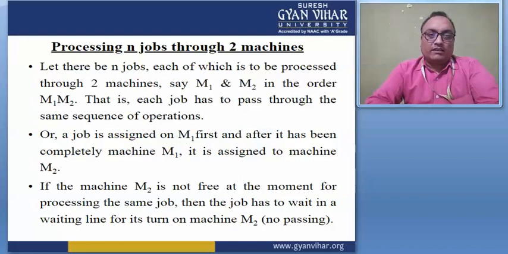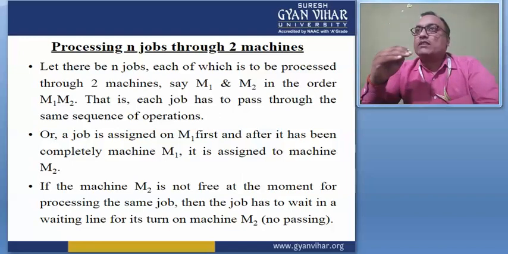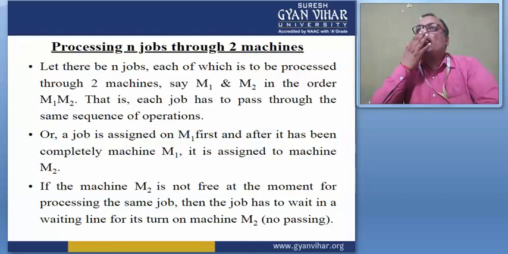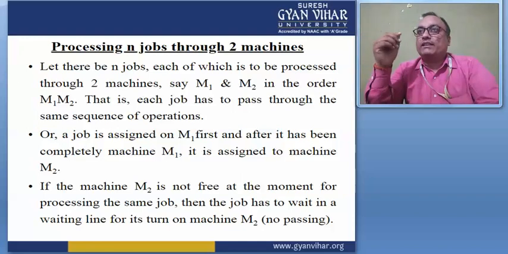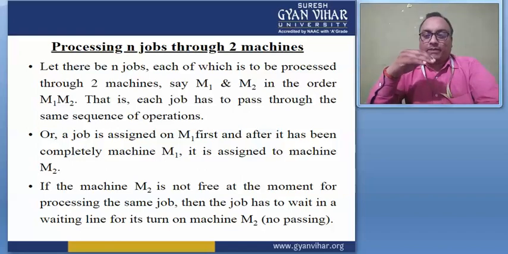same sequence. Each job has to pass through the same sequence of operations. Means first you want to complete a lathe operation, then drilling, then milling, then boring, right? This type of operation you want to do here in two machines only. First a tapering operation, then a drilling operation, right? Here it is two machines only.